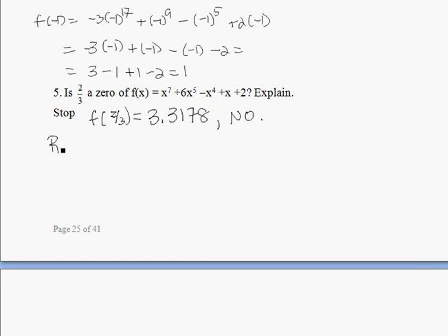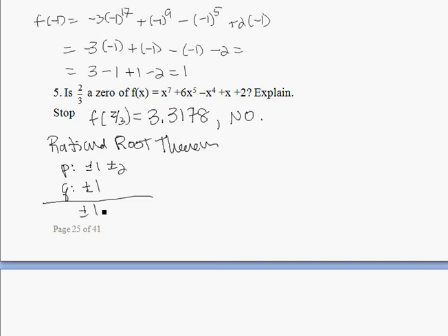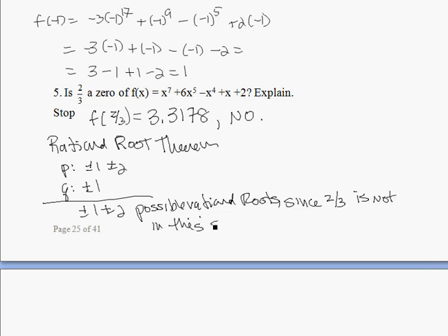Or we could have used the rational root theorem, which says the factors of p, which are the factors of the constant, plus or minus 1, plus or minus 2, and q is plus or minus 1. So I get plus or minus 1, plus or minus 2. These are our possible rational roots. And since 2/3 is not in this set, 2/3 is not a 0.